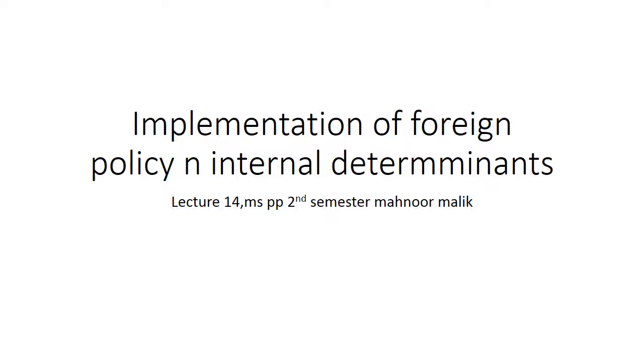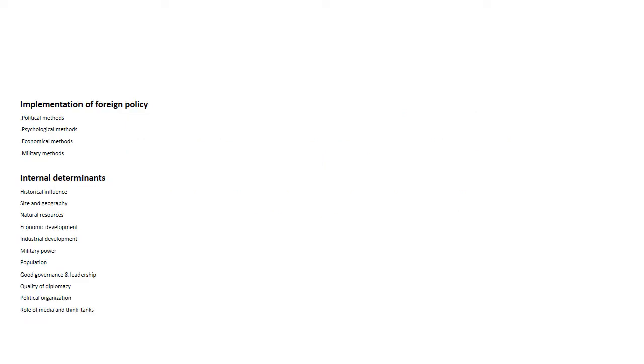Topic is implementation of foreign policy through different methods and internal demand. First of all, we will discuss implementation of foreign policy, that what are the methods that are used for the implementation of foreign policy. They include political methods, psychological methods, economical methods and military methods. So these are the four methods that are used for the implementation of foreign policy, that are internationally approved methods that can be used for the implementation of foreign policy.